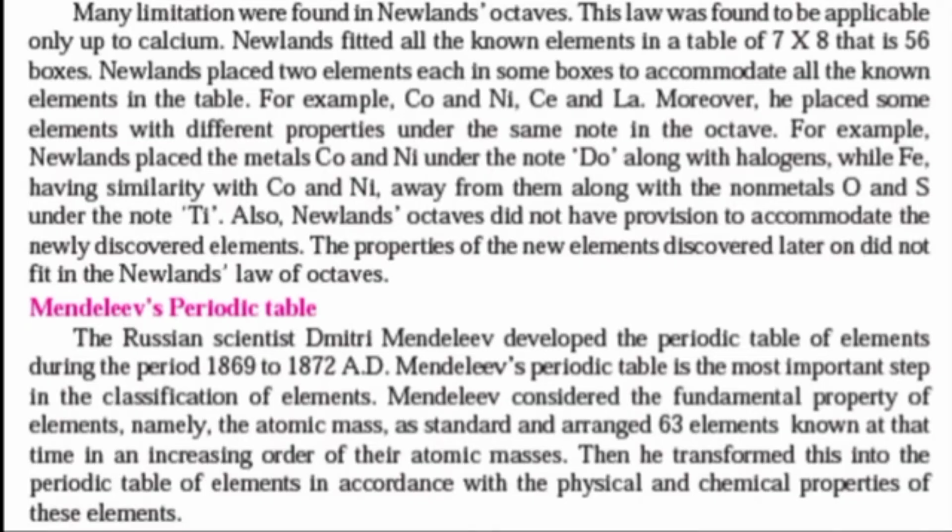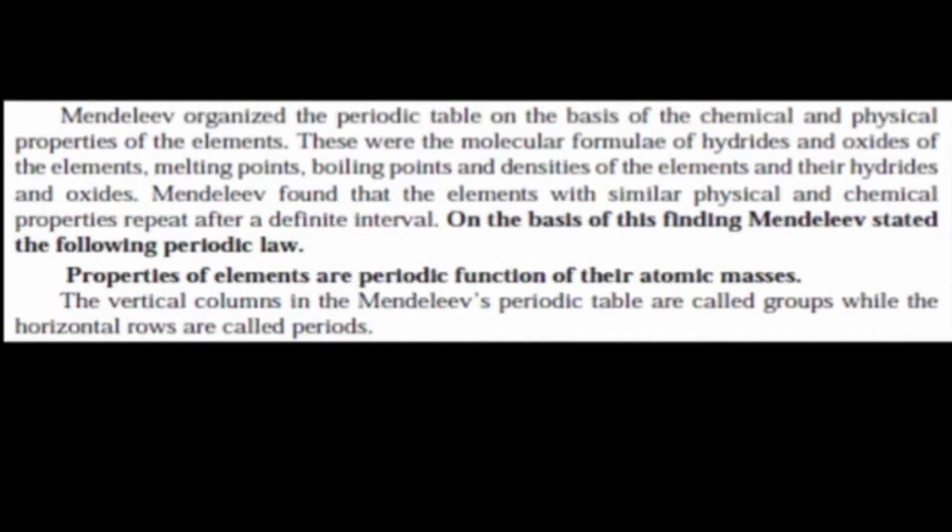atomic masses. He transformed the periodic table of the elements according to the physical and chemical properties of those elements. Mendeleev's periodic table was based on properties like molecular formula, melting point, boiling point, and densities of the elements. Also, their hydrides and oxides were taken into consideration.